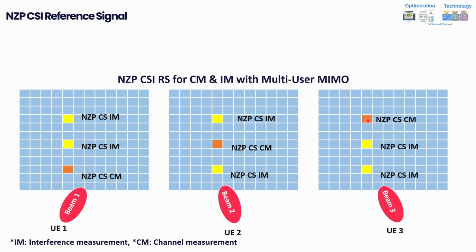And actually, the first thing I need to highlight is that in multi-user MIMO, the spatial separation between the users, or the spatial separation towards each UE within the multi-user MIMO, is not really ideal, right?